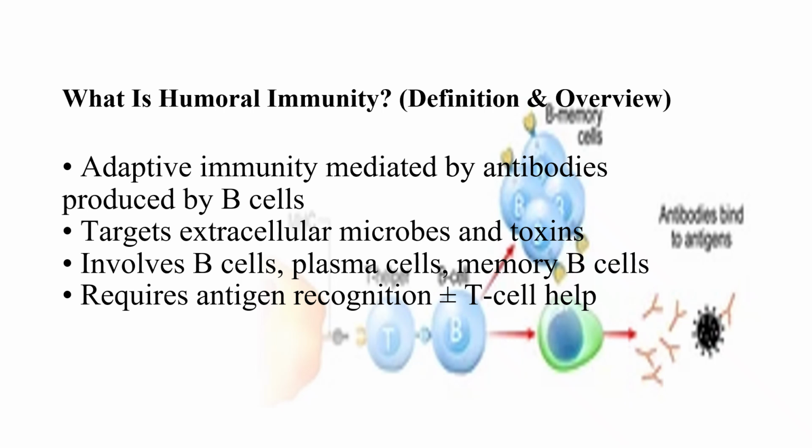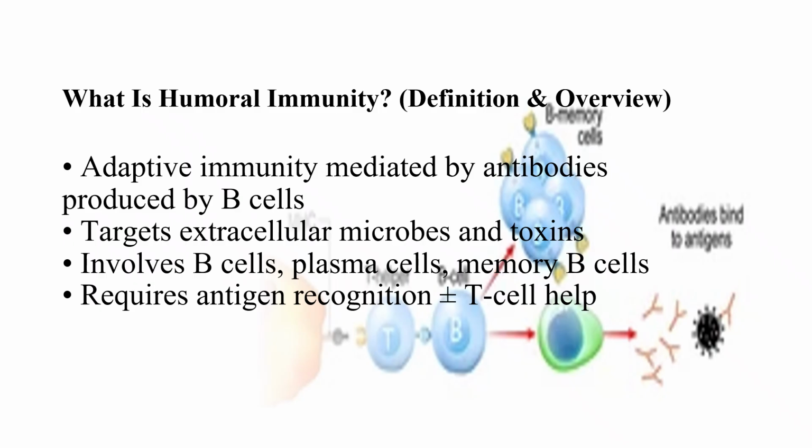Let's slow down and build a clear, grounded definition, something that feels both conceptually solid and exam ready. So we start with the central idea. Humoral immunity is the arm of adaptive immunity mediated by antibodies produced by B cells. Think of antibodies as circulating molecular tools, delicate in design, yet highly precise in their ability to identify and neutralize pathogens.